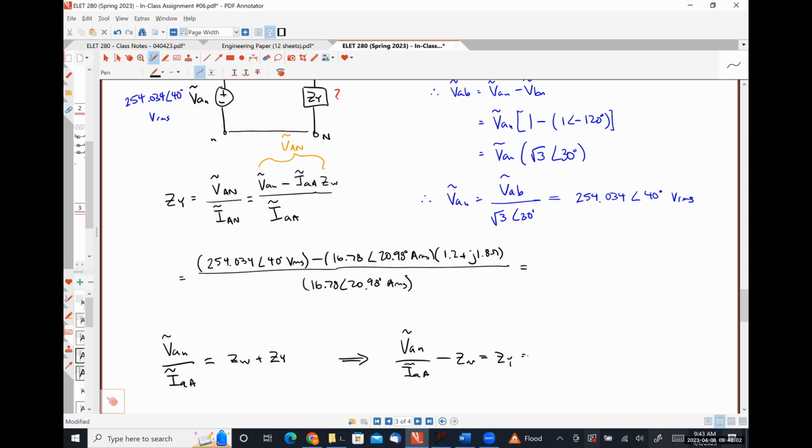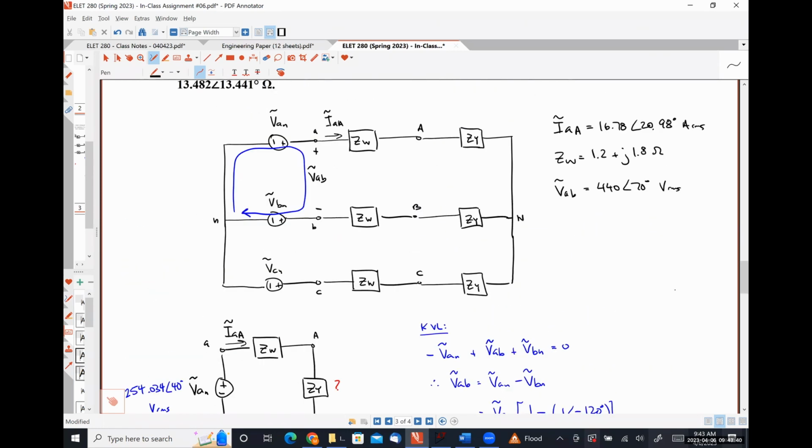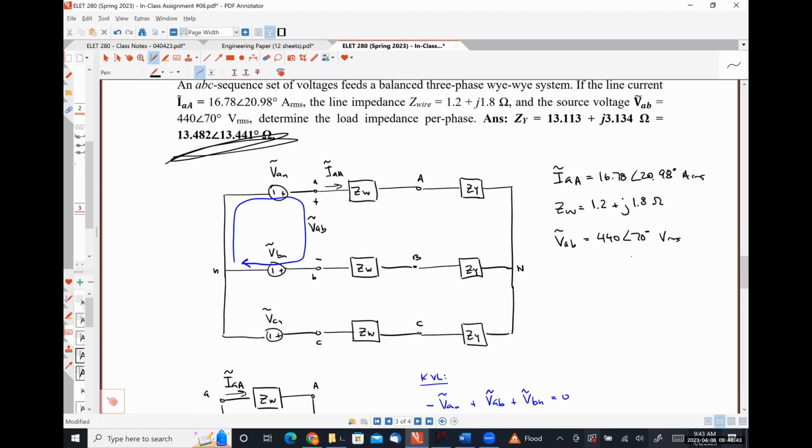So 16.78 angle 20.98, store that as Y, X divided by Y minus 1.2 plus 1.8 j gives 13.482 angle 13.441. These ohms should be the same thing either way. There we go. All right.